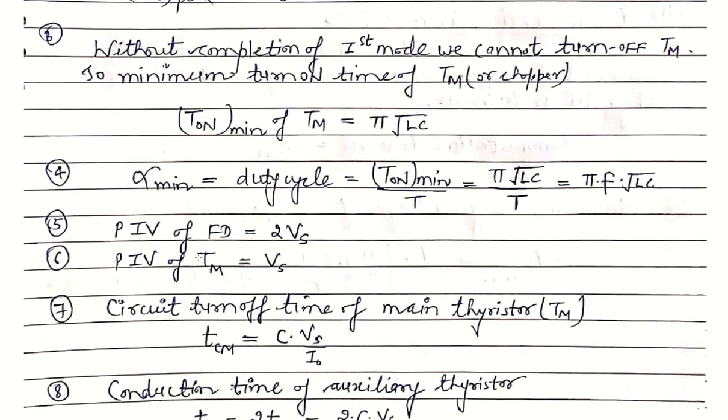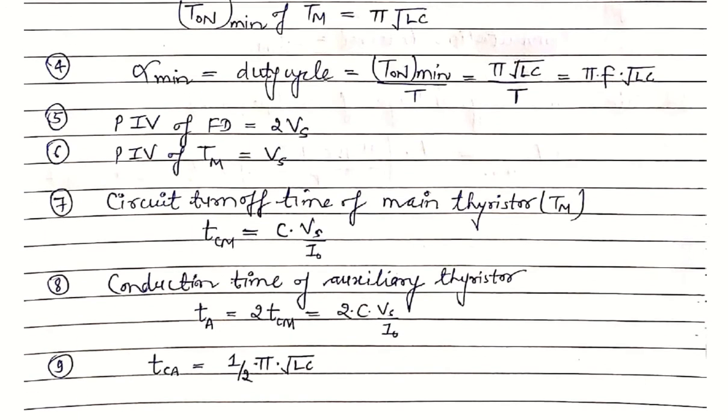And what is the peak inverse voltage of the main thyristor? It will be Vs only. Peak inverse voltage means the amount of reverse voltage that will be applied to keep it in the off condition, or reverse bias condition.